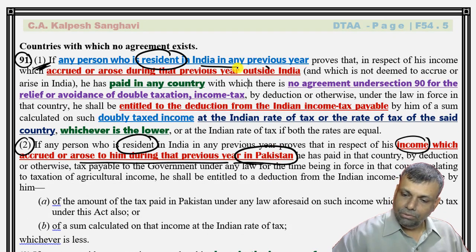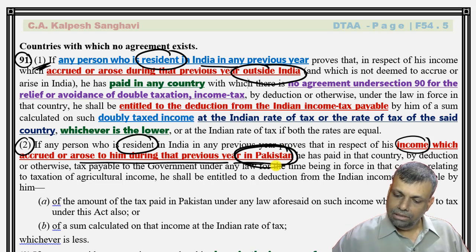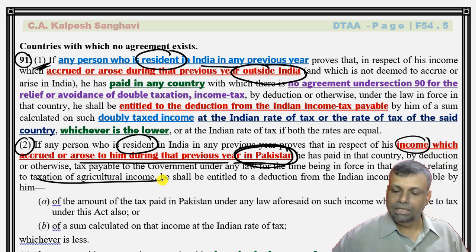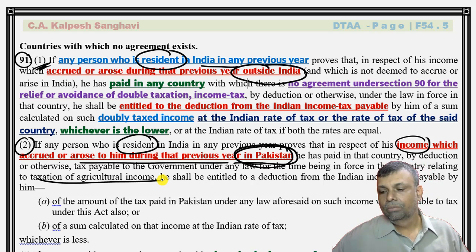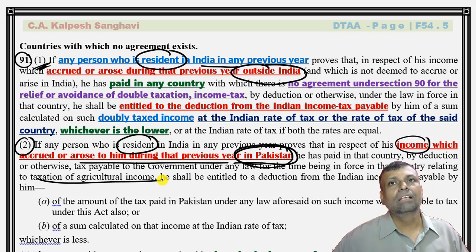See, under subclause 1 it was any income which was outside India, but now here it is a specific income which is in Pakistan. Okay, and income which accrues in Pakistan and all other things is almost practically the same, which is in the nature of some agricultural income. Okay, so same type, same application friends, but it may be called Pakistan agricultural income.